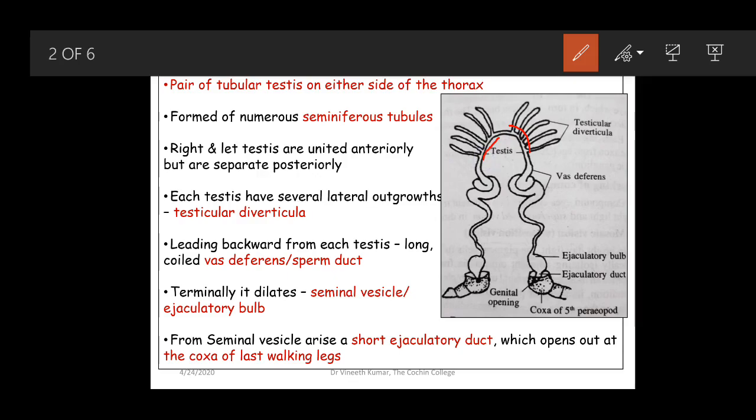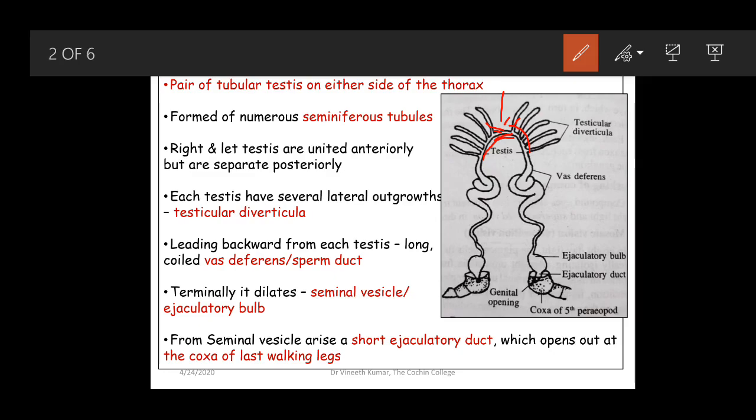And these tubular testes contain many coiled structures inside, called the seminiferous tubules, in which the sperms are produced. As you see in the diagram, the right as well as the left testis on both sides are fused or united anteriorly. You can see a bridge here which connects both the right as well as the left testes. They are united anteriorly and they are separate posteriorly.